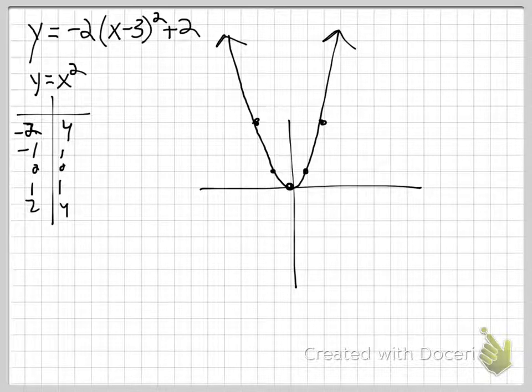follow order of operations. So first we're going to do what's in parentheses. Now this means we're going to move right 3, because remember that's an h value, and anything inside the parentheses is going to end up being opposite. So negative 3 means move right 3. So let's move all of our points to the right 3. And there, I've done it. All of my points have moved to the right 3.